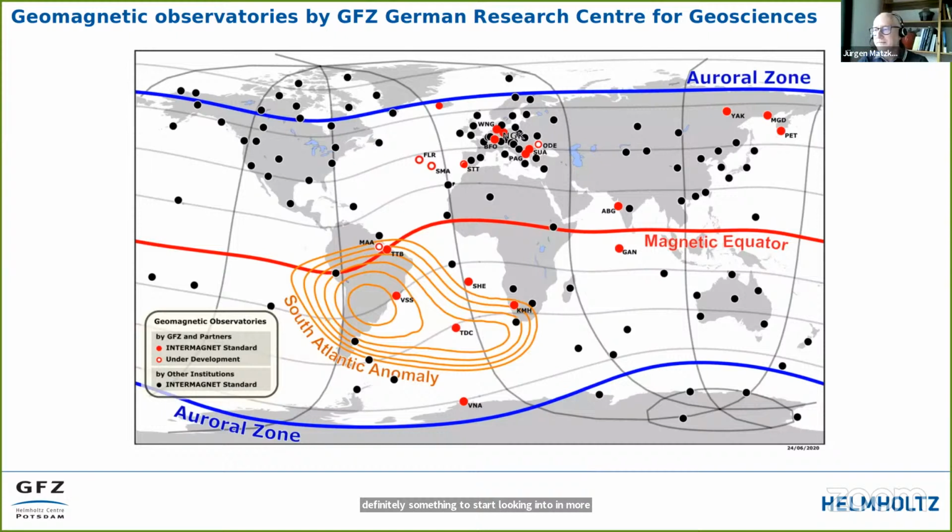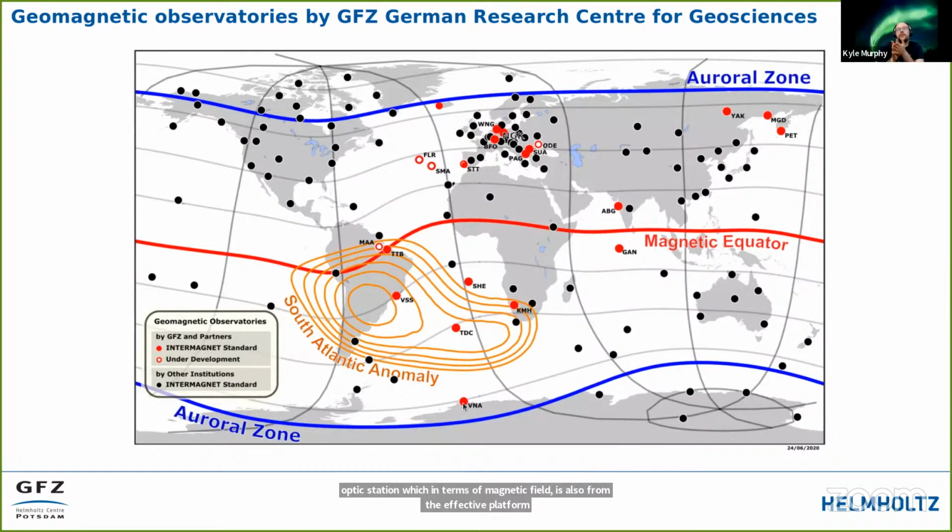Right, and we are planning at the moment, we already got the funding and we are currently preparing to get an all-sky imager, a VLF receiver and a riometer to our Antarctic station, which in terms of magnetic field is also strongly affected by the South Atlantic anomaly actually. Cool, that should give some really neat results.